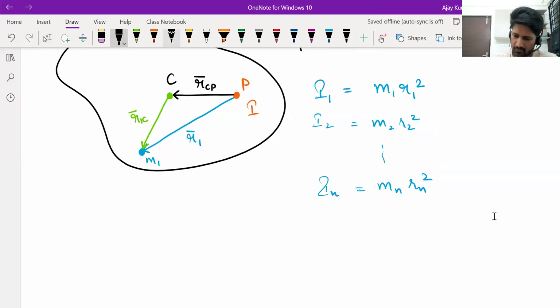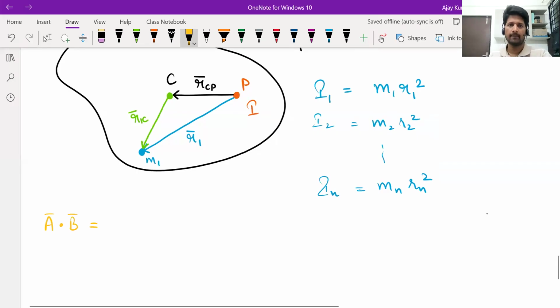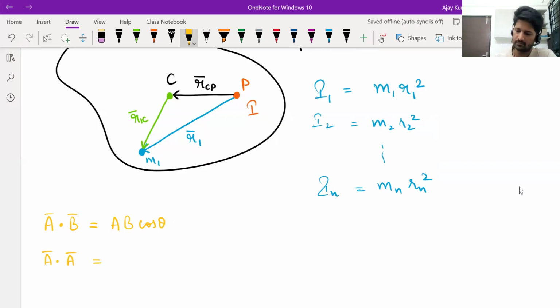Can one of you quickly tell me what is the basic formula for A dot B? AB cos theta, sir. AB cos theta, correct. Magnitude of vector A, magnitude of vector B, cos of the angle between them. Then what will that dot product of a vector with itself be? Anyone else? What will A dot A be?